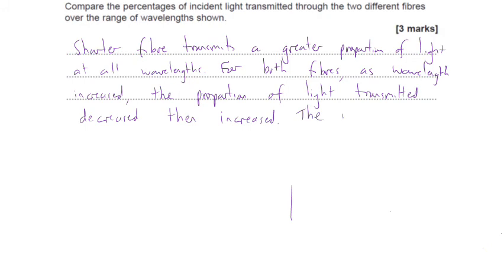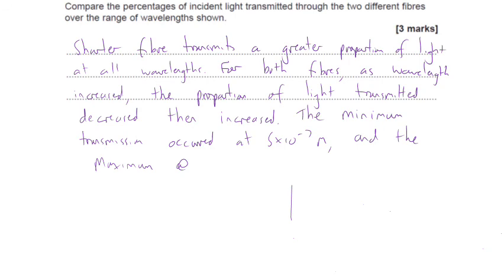The minimum transmission occurred at 5 times 10 to the minus 7 metres, and the maximum at 6.5 times 10 to the minus 7 metres. It is essential when answering these questions to include as much detail as possible from the graph, so including these values here should guarantee that we get full marks.